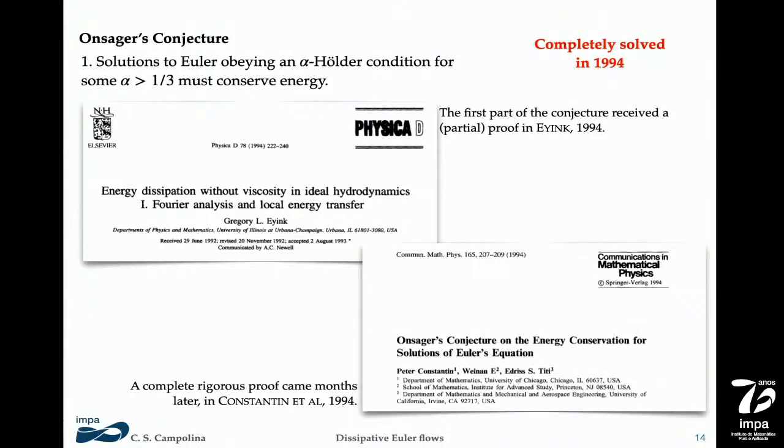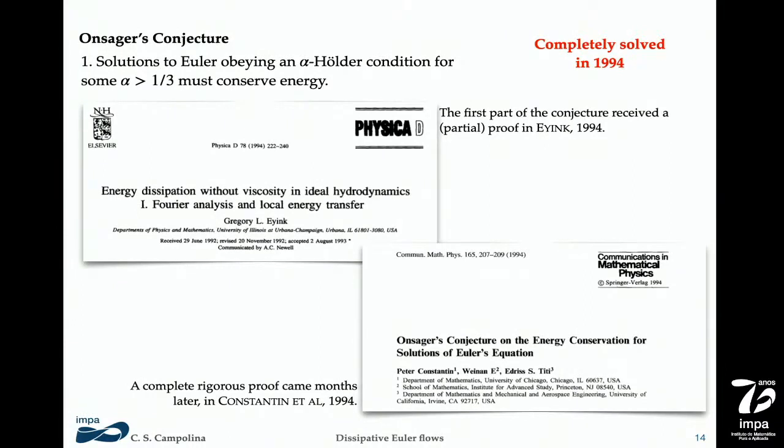Okay, so the first part of the conjecture was completely proved in 1994. The first paper released was by Gregory Eyink in 1994. He exploits Fourier analysis and the idea of cascades of energy to make a proof. Mathematicians claim that it's not a rigorous proof, just a partial proof, because it doesn't state all the functional spaces where the functions are defined.